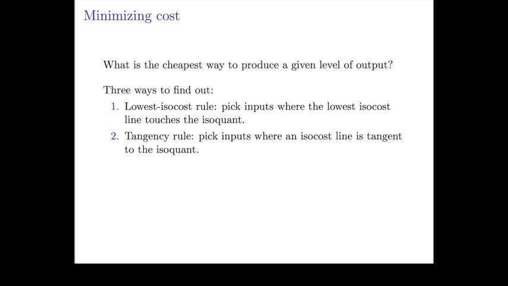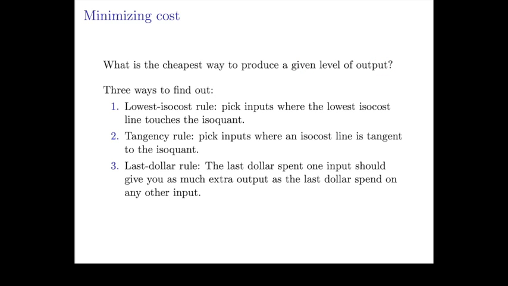The next way to do it is the tangency rule. Pick a point on that Isoquant that gives you that level of output where the Isoquant is tangent to the Isocost line. And the third way is what we call the last dollar rule. So the last dollar spent on any of the inputs, so there's two inputs, labor and capital, the last dollar you spend on labor should give you the same additional output as the last dollar you spend on capital. So whether you spend it on labor or capital, the last dollar should give you the same level of output.